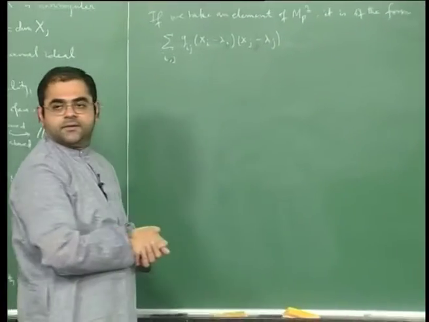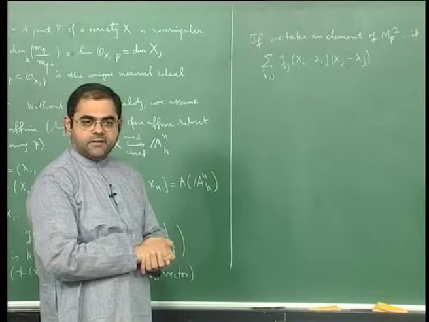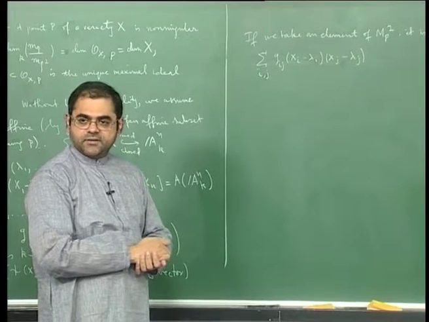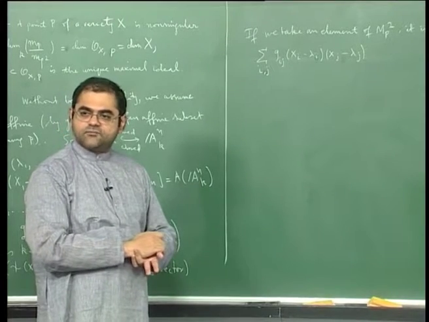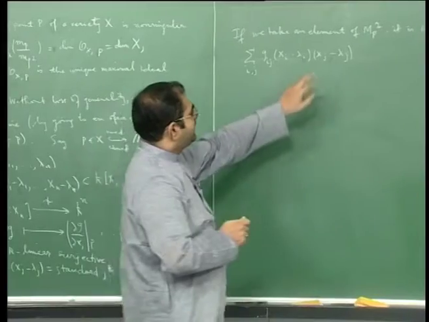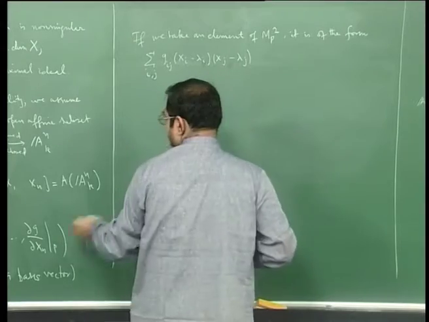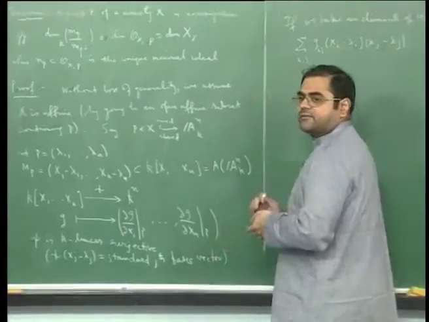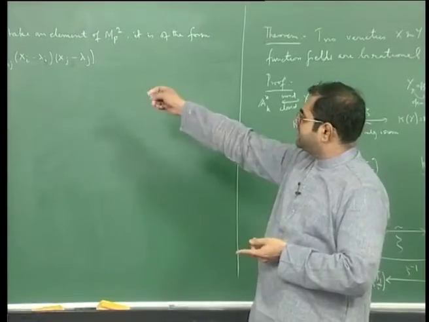Okay, you see, what is an element of the square of an ideal? It is a finite sum of products, where each term in the product is a product of two terms, one each from the ideal. So if I take an element of MP square, it's a finite sum where each term has to be an element of this ideal, but any element of this ideal will be generated by the xi minus lambda i with polynomial coefficients. So it will look like this, alright.